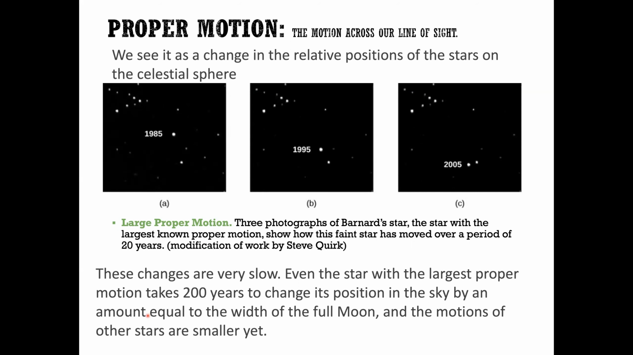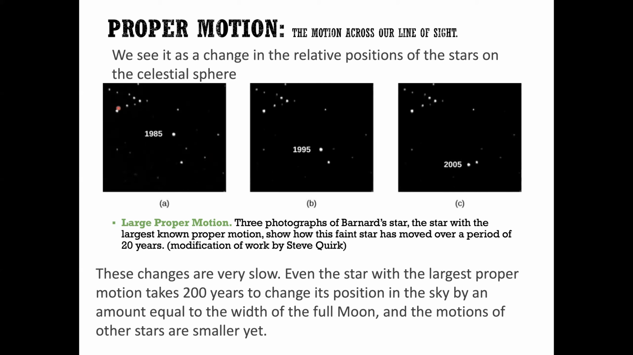Now, the other type of motion a star has is the proper motion, which means the movement of the star on the celestial sphere or across the sky. A nice example is this particular star called Barnard's star, which is considered the star with the largest proper motion. And if you look at these three images, A, B, and C, you should be able to identify which star is moving here, right?